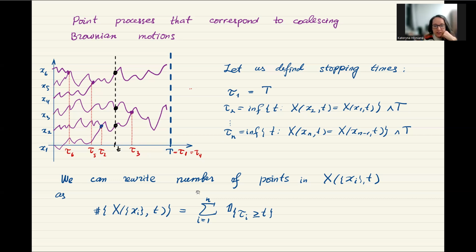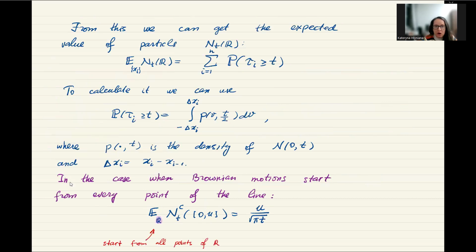So with this understanding, we can count the number of points in our system just by counting the indicators of events that tau I is greater or equal than t. So you can see here we count exactly 3 trajectories for which stopping times, or meeting times, are bigger than t small. Okay, so now if we rewrite it in such notation, we can understand how we can calculate the mean value of the number of particles in our system.